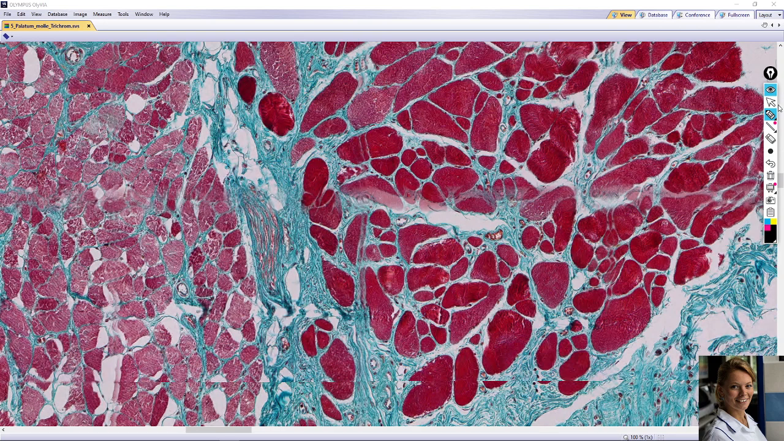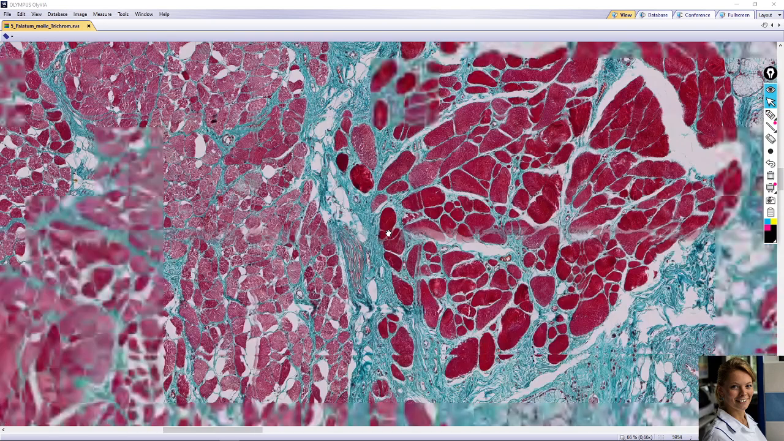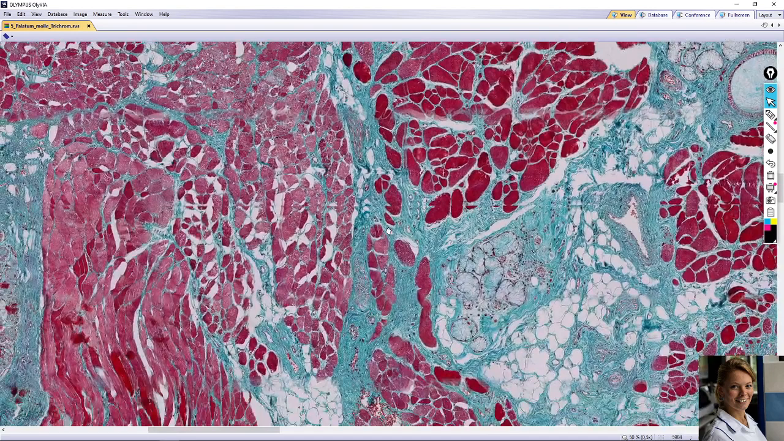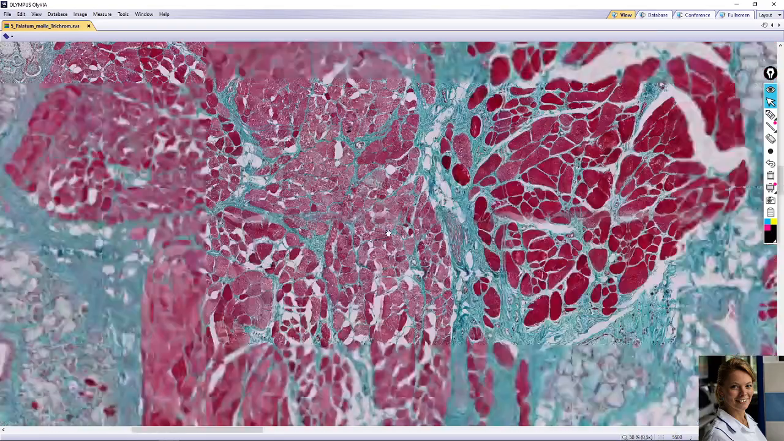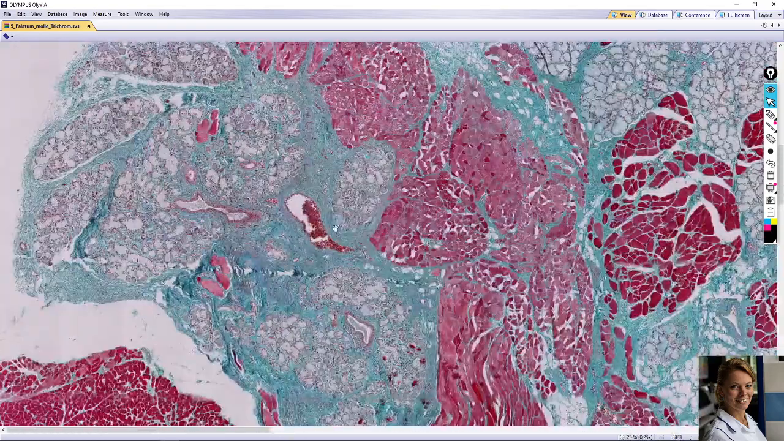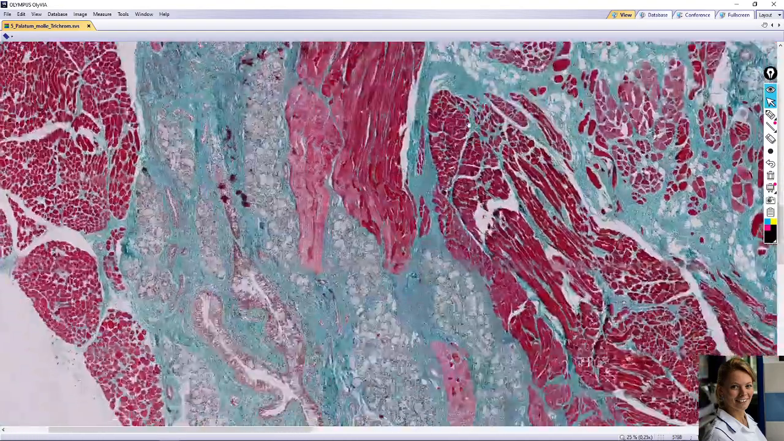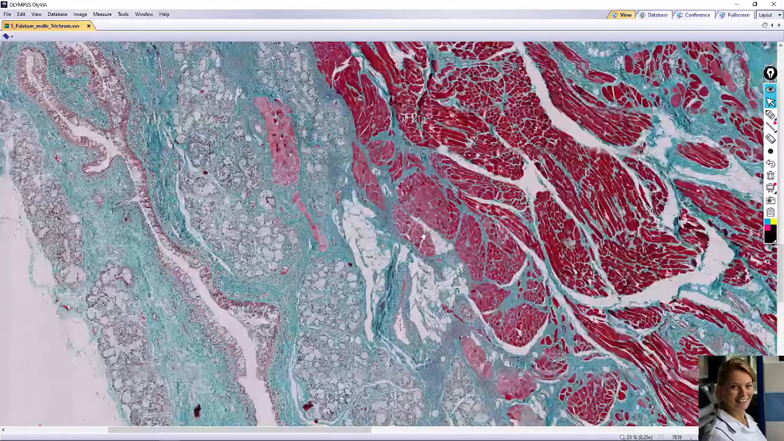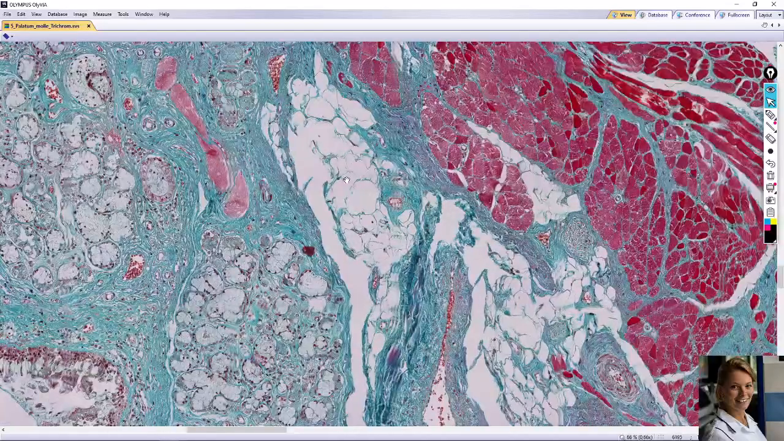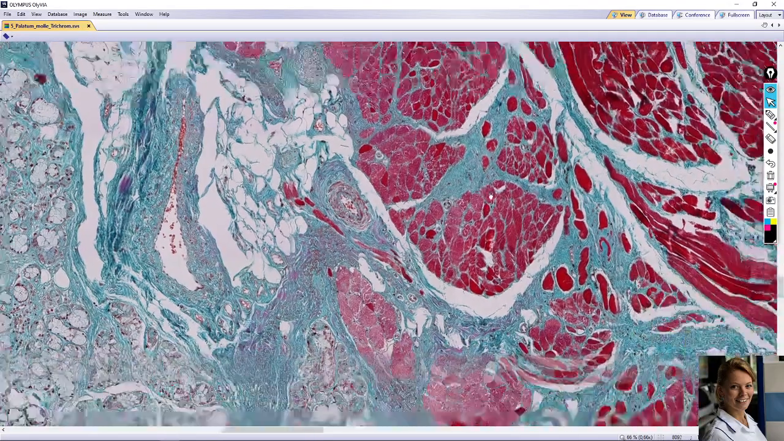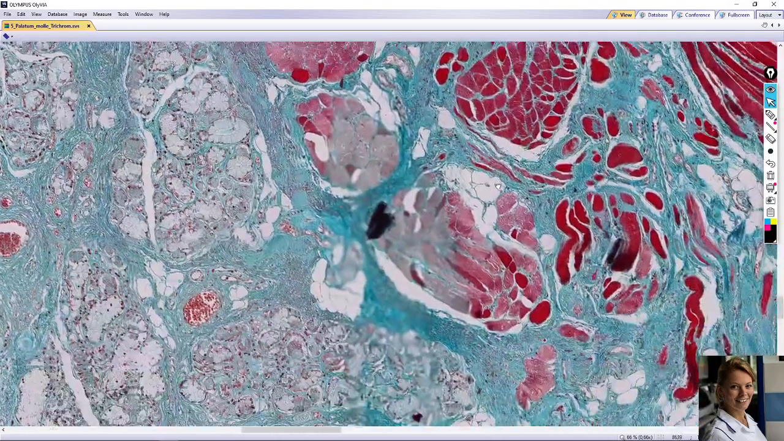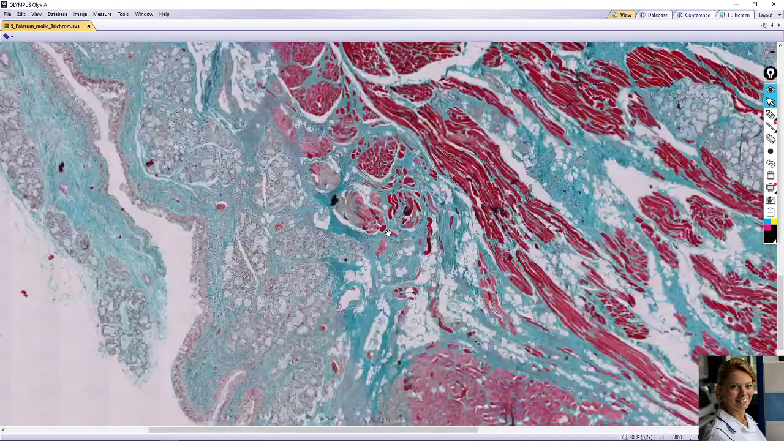Also, you can see connective tissue, collagen fibers, nerve fibers, for example, here, and blood vessel. Here is a venule. This is adipose tissue, artery. So that's all.